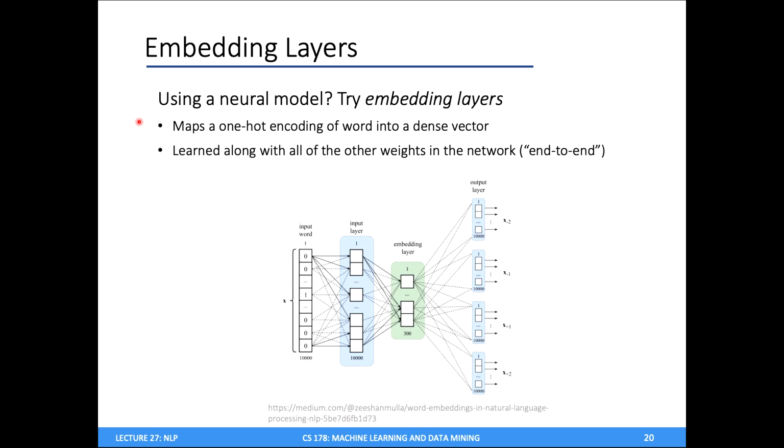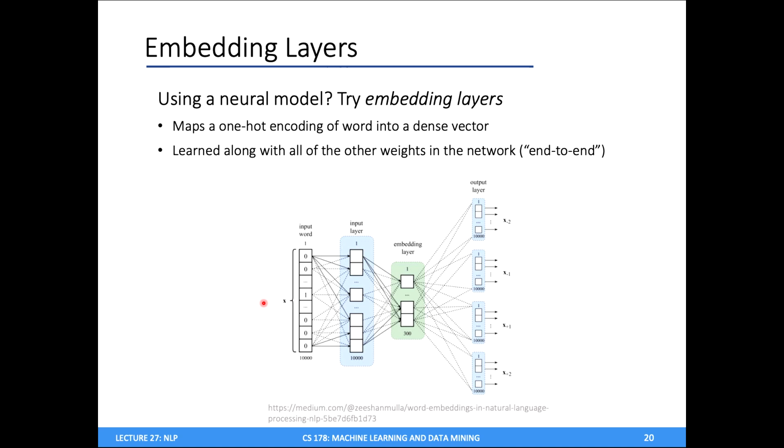Okay, the simplest way to do this is if you're working with a neural network model, you can try what's called an embedding layer. And really an embedding layer is just kind of the first layer in your neural network. What this layer does is it's going to map what's called a one-hot encoding of your word into a dense vector.